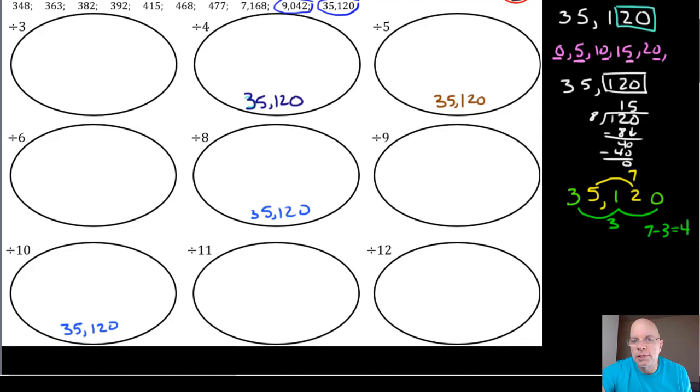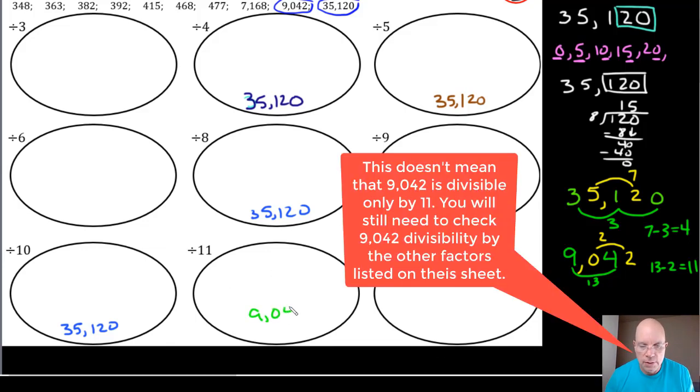Just to make sure the rule is clear, let's do the same thing for 9042. If I write the alternating digits for 9042 in these two different colors, the sum of these alternating digits is 2, and the sum of these alternating digits, 9 and 4, 9 plus 4, is 13. Now we have a difference, 13 minus 2, which is 11. That is a multiple of 11. And so that's why 9042 will go in this ellipse, but not 35,120.